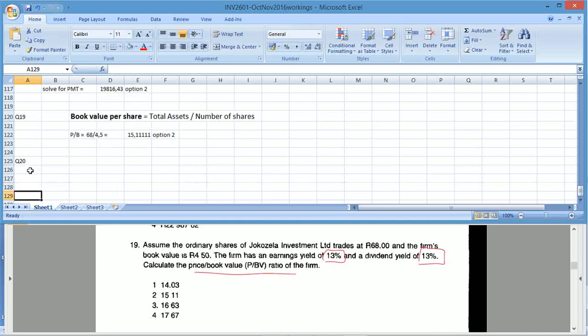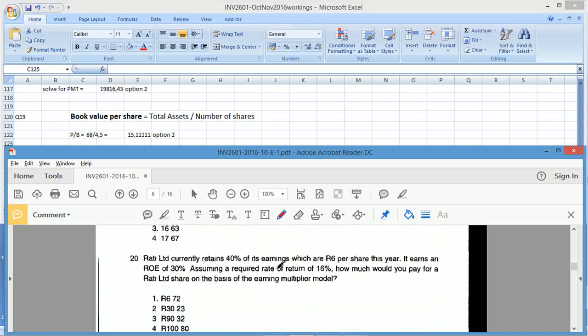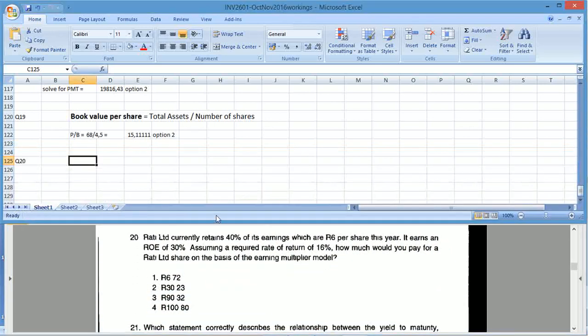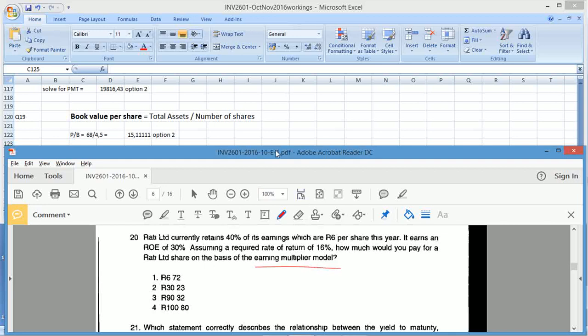Okay, you need one more question to pass. Remember, 20 questions gives you a pass. As long as you get the easy questions right, you should be able to pass this exam paper. Okay, R currently retains 40% of its earnings. So again, retention is 40%, which are 6 Rand per share this year. So that's the retention. It earns an ROE of that, assuming a required return of 16. How much would you pay for the share on the basis of the earnings multiplier model?